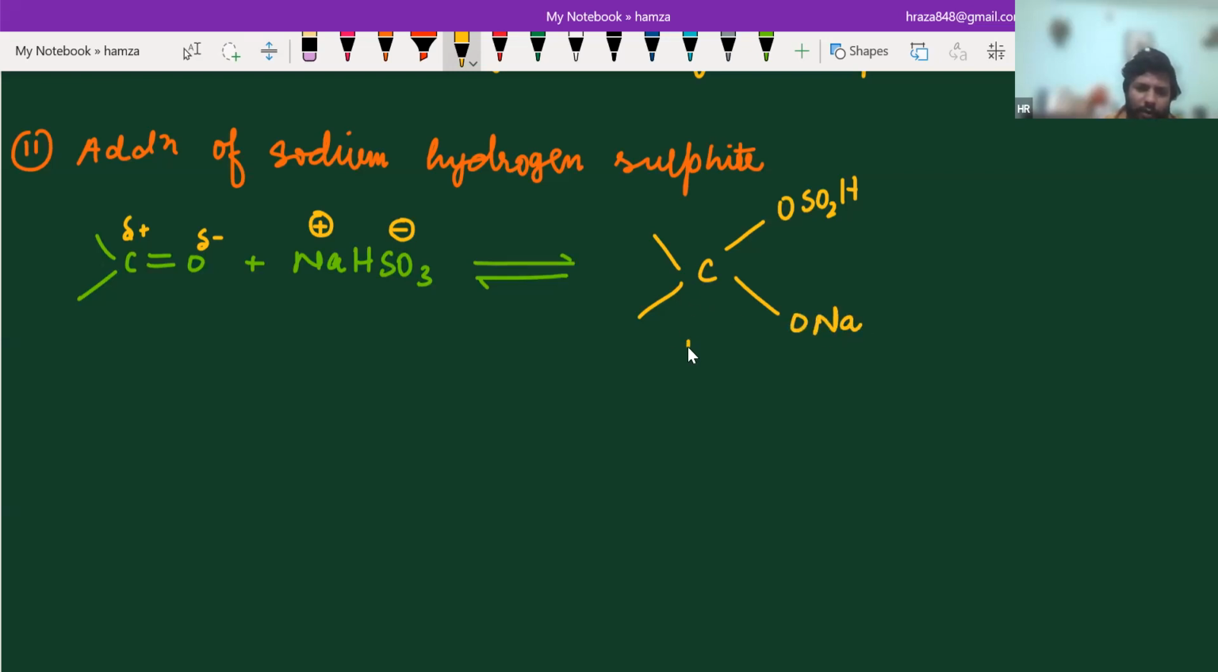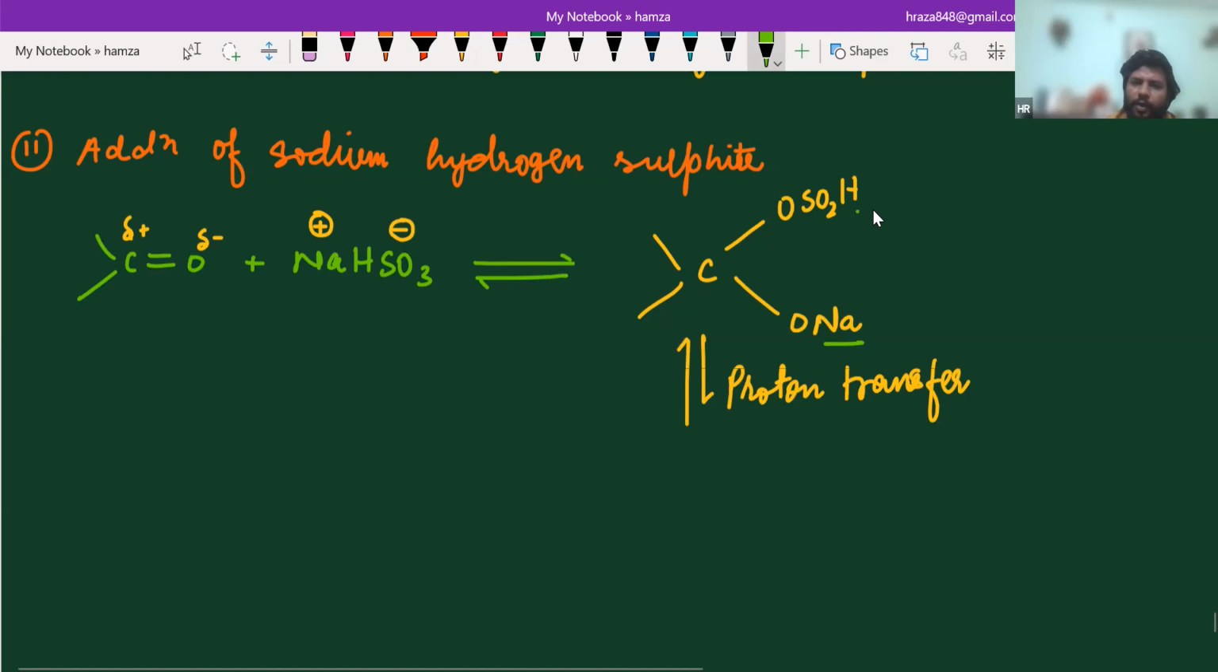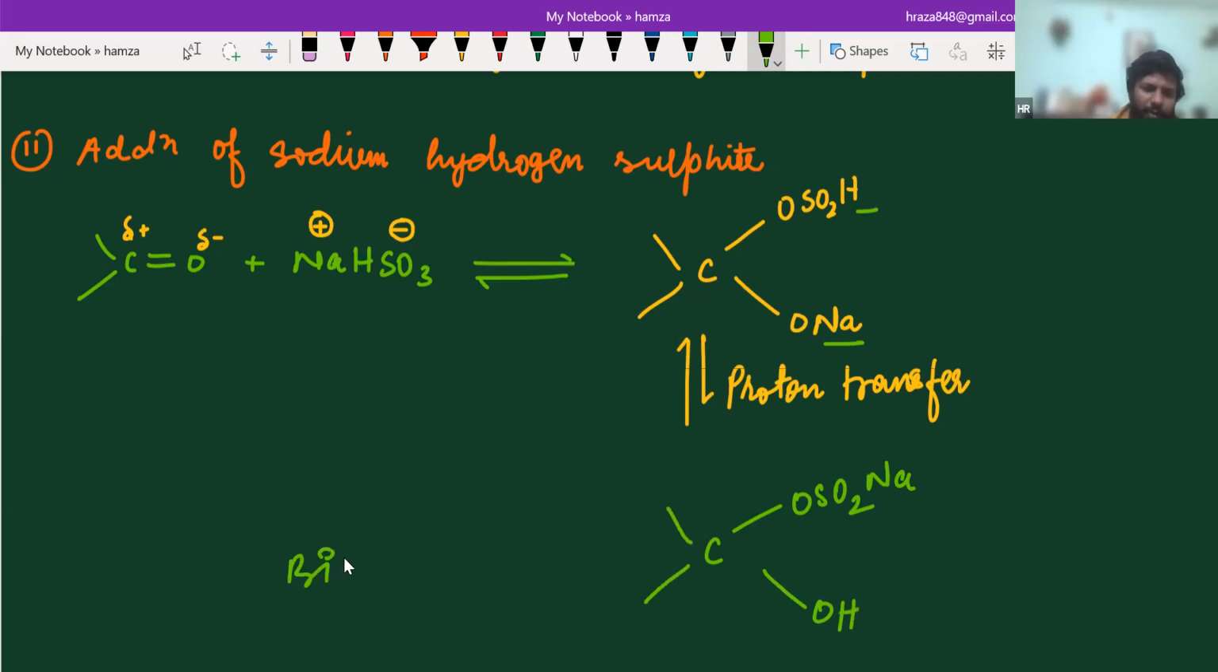After this, you are going to do the proton transfer. This part will go here and then come here. So it will be C, SO3Na will be here, and here it will form OH, and this part will be as it is. Its name is bisulfite addition compound, which is crystalline in nature. These are crystalline solids. Please do write it.